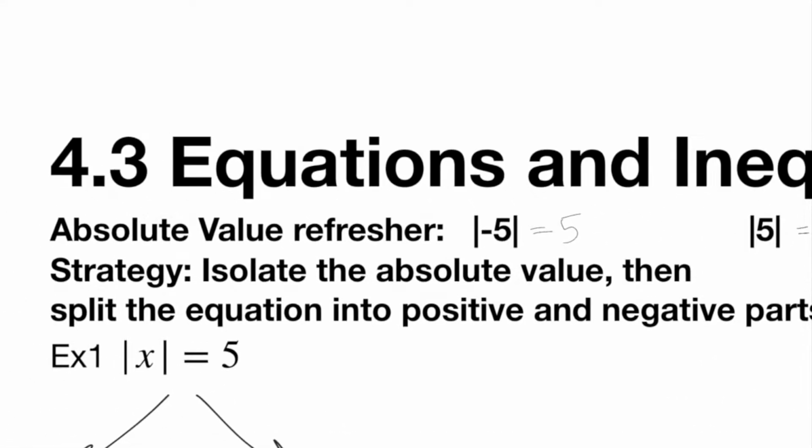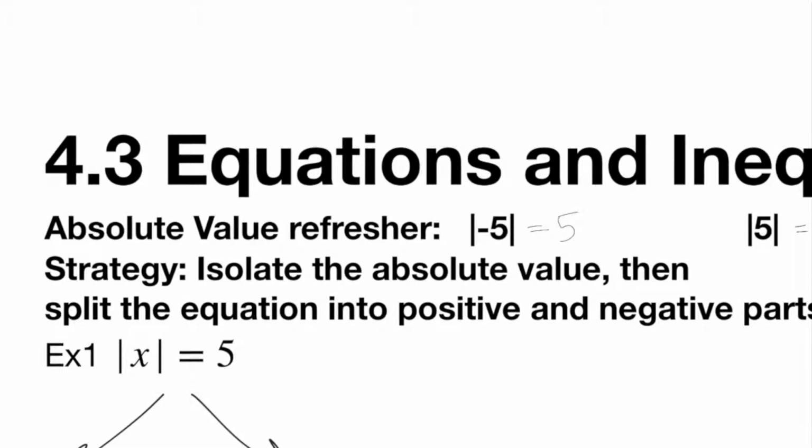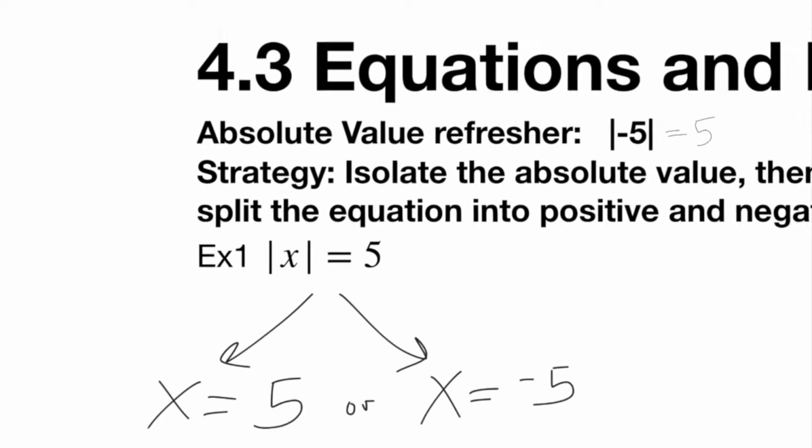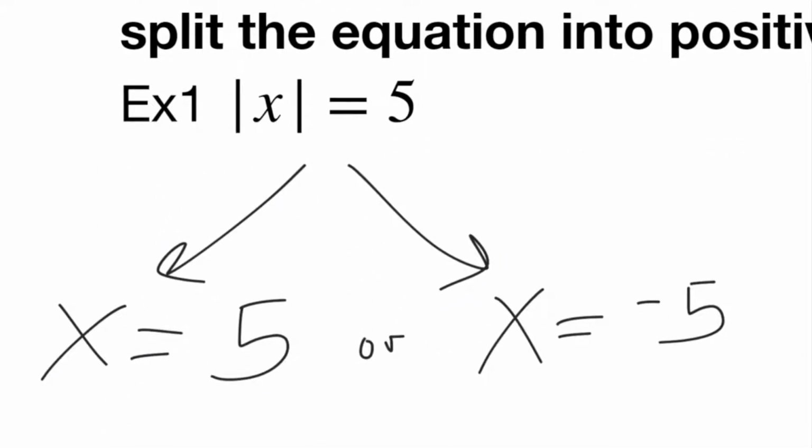So the strategy is going to be: isolate the absolute value, and then split the equation into positive and negative parts. Here's what I mean. You're going to have the absolute value of x is equal to 5. If that's true, then you can split it up into two different parts: x equals 5 or x equals negative 5. And those are, in fact, the two answers. If you try them in the original, they both work. Great.